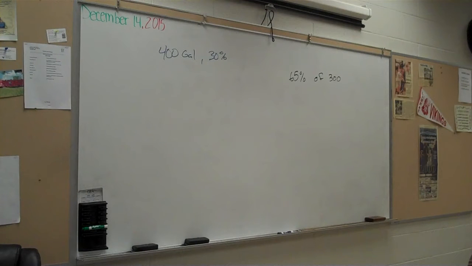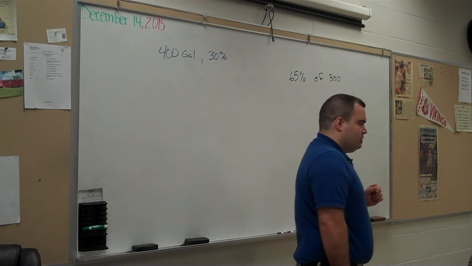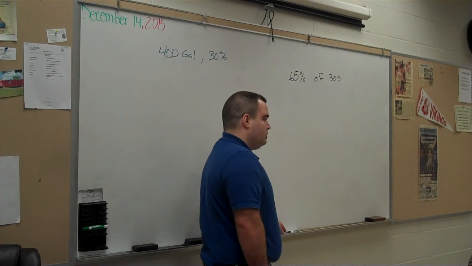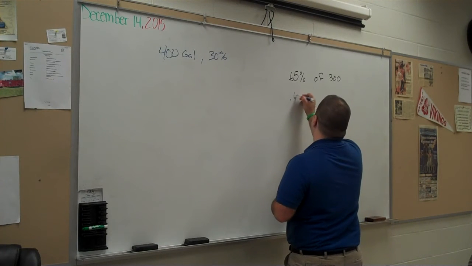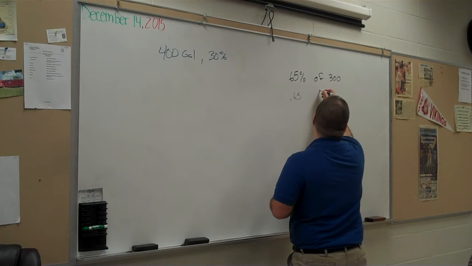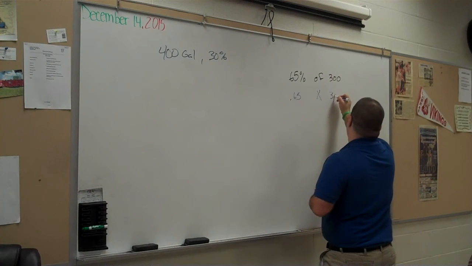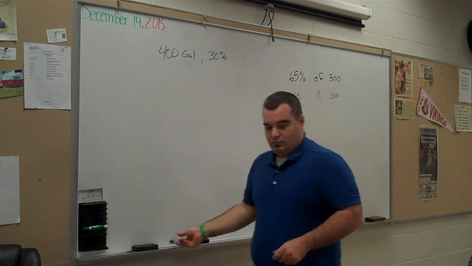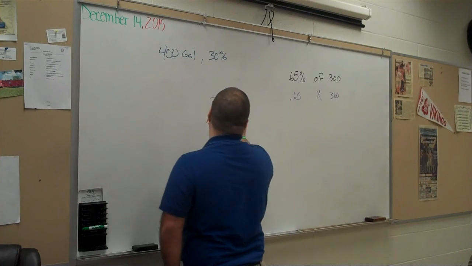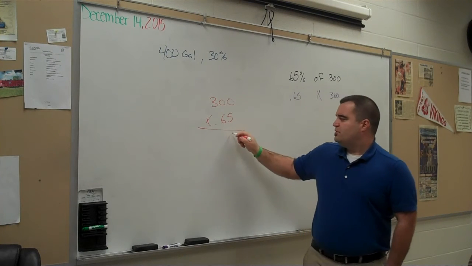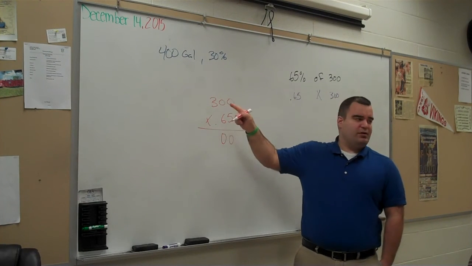What do you get for an answer? She got 195. What'd you get? Anybody get anything different? Brenda, how'd you do it? I moved the decimal. I took away the percent and then moved it twice. So you got 0.65, and then I multiplied it by 300. 300 times 0.65. 5 times 0 is 0. 5 times 0 is 0. 5 times 3? 15.